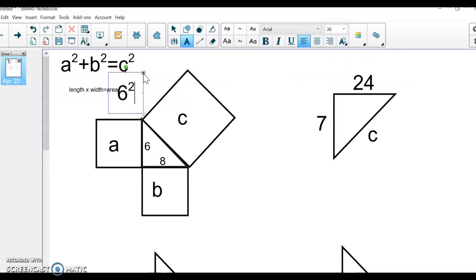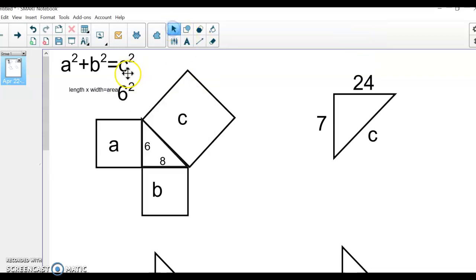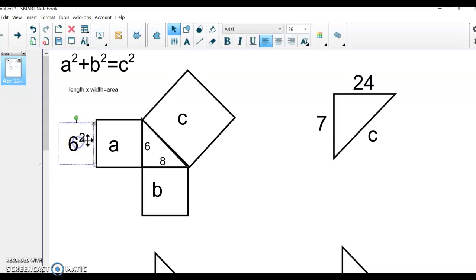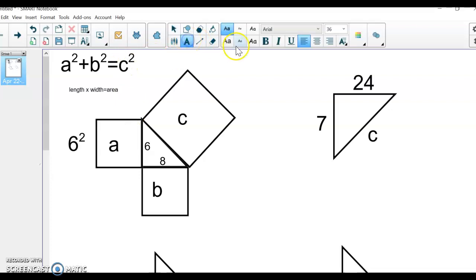So that's the same as the area in this one. So this is equal to this. And so then we need to solve for A. So 6 squared is 6 times 6, otherwise known as 36. So the area of A is 36. I'm going to put that up in the top corner. All right, and then we've got to figure out the area of B.